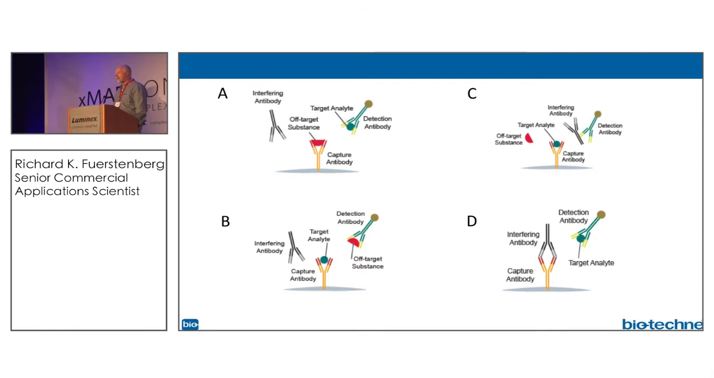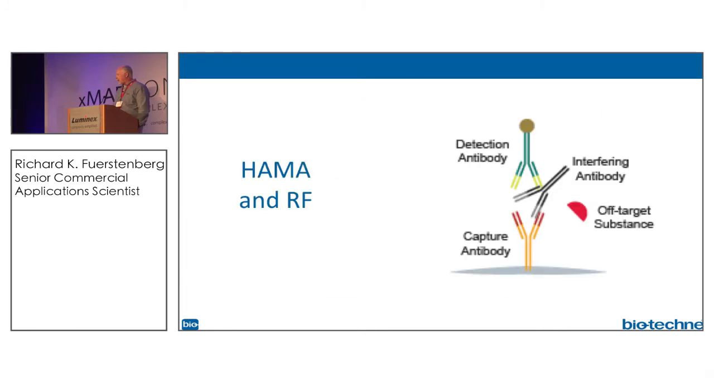These are mostly going to manifest themselves as a false negative value, but I did want to show one example of a pretty dramatic effect that we see. HAMA and RF: HAMA is human anti-mouse antibodies, and RF is rheumatoid factor. These are heterophilic antibodies that are relatively common, more common than you probably think, in human serum samples. How they can interfere in assays is that they have an affinity for IgG. So what they will do is actually bridge.